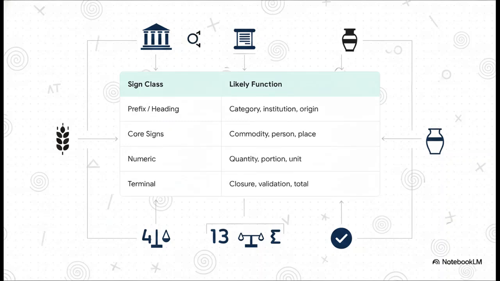These tell you the broad category or the institution. Right in the middle are the core signs. These are the actual items being counted, like crops, livestock, or people. Then you've got numeric or fractional signs for the amounts. And finally, at the very end, terminal signs. These act as a closure, a validation, or a grand total. It is just a brilliant, complete, end-to-end accounting loop.